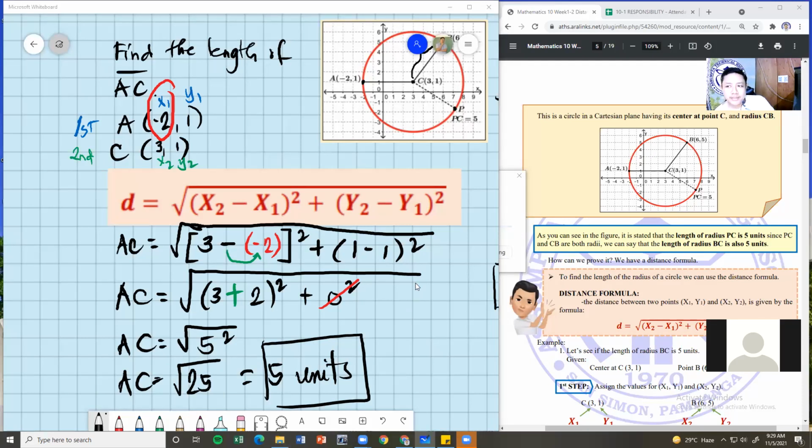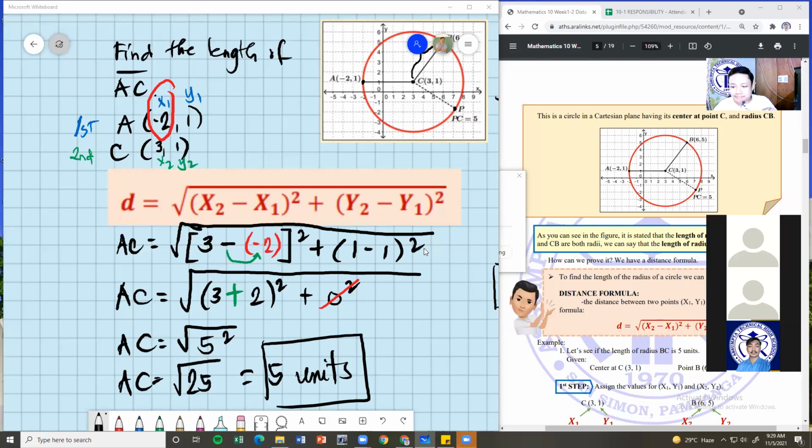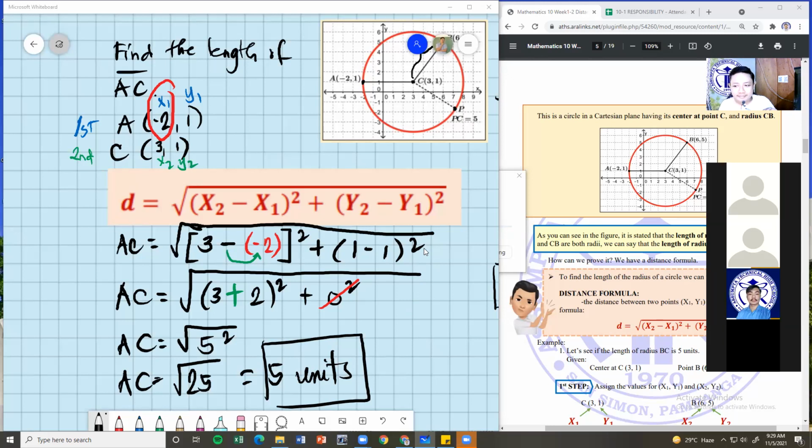So is there someone from this class who assigned C to be their first point and then A as their second point? Is there someone here who, in their solution a while ago, made use of C as the first point and A as the second point? Meron ba? Wala. Okay, so usually the learners assign the first point and the second point based on alphabetical order. So walang problema yun kasi mas hindi siya nakakalito.